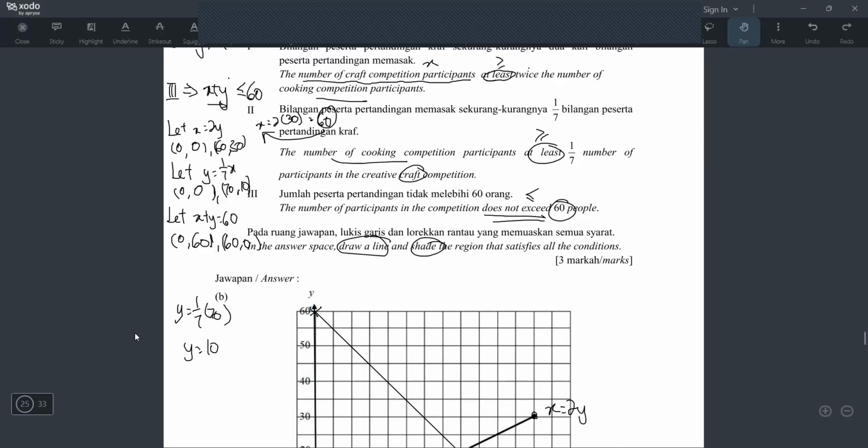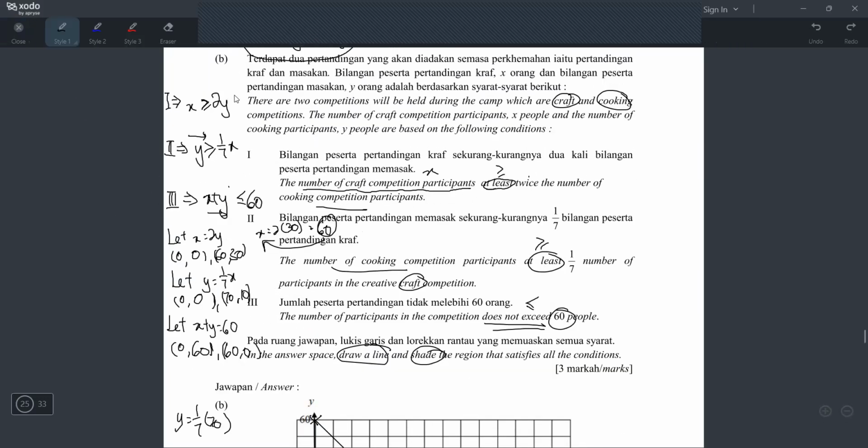Okay, I want to mention one thing. This one kenapa kita tak boleh load it bigger? Kenapa kita load it smaller? Sebab the inequality is like this, right? And you kena tengok dari y. Okay, ataupun you boleh terbalikkan macam ni.